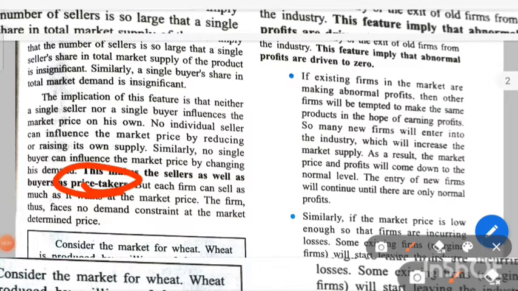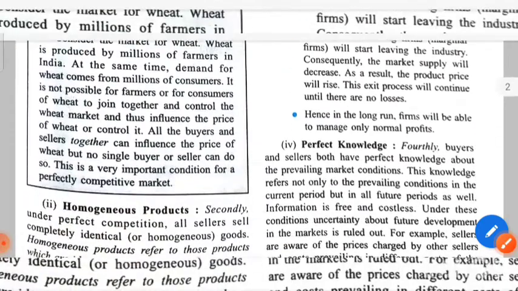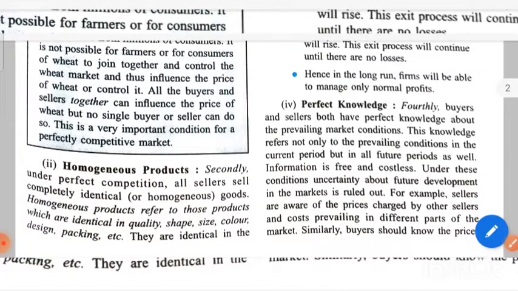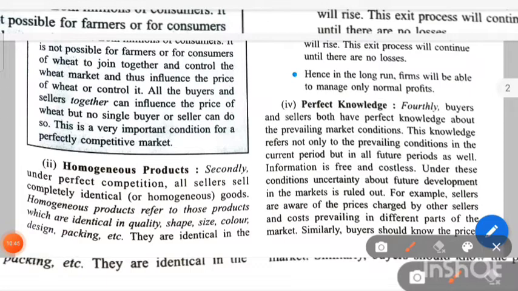Now sometimes in board exams they used to ask which firm is a price taker. So you have to write perfect competition is a situation where sellers are price takers. They cannot set their own price. The price is decided, and they all have to take that price only. Now the next feature of perfect competition is homogeneous product.